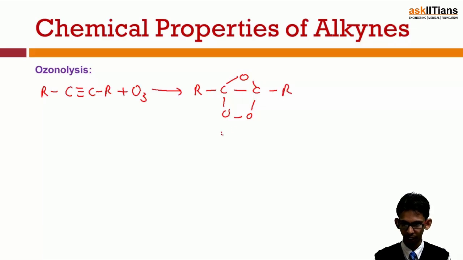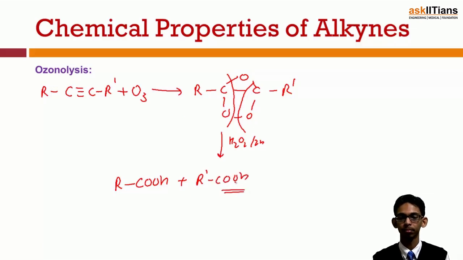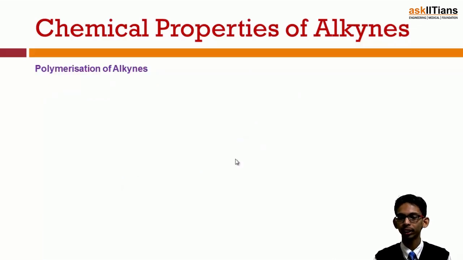Now when this is reacted with hydrogen peroxide zinc, this breaks from this place, and on oxidation we get RCOOH, and also let's say this was R, this was R dash, so we get R and then R dash COOH, we get acids. This was the reaction for ozonolysis of alkynes. Next is polymerization of alkynes.